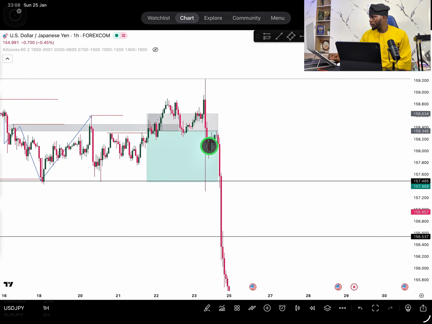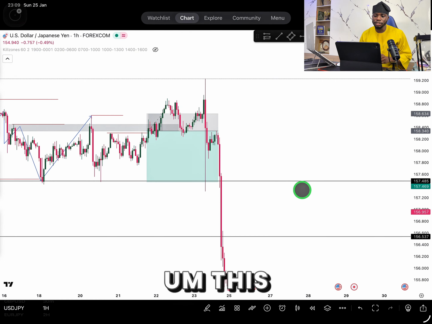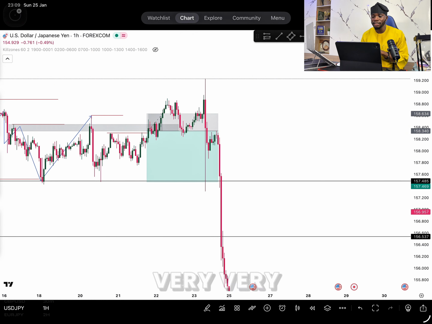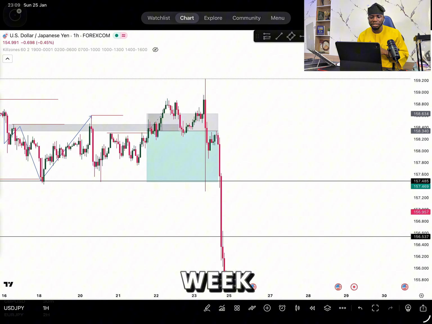Overall, I had 2 losses. Losses are part of the game. It doesn't make you a bad trader. And again, gains still don't make you a good trader. So let's just strike a balance. This week, in all honesty, I've not had the time to pay attention to my chart as much because the weekend was a very, very busy one. So yes, I'll be looking out for more opportunities this week. But in all honesty, that's all of it for this week.